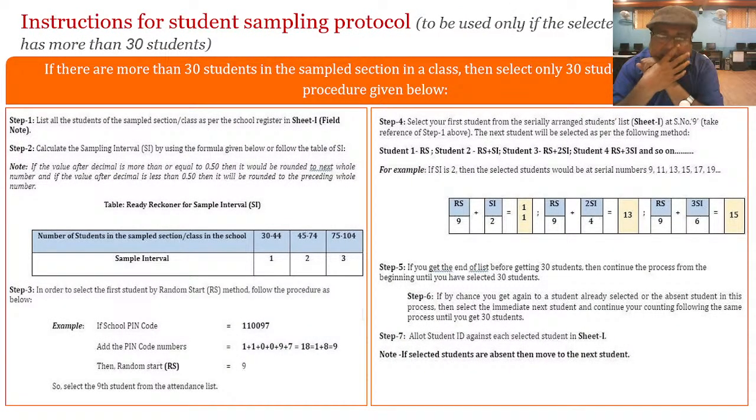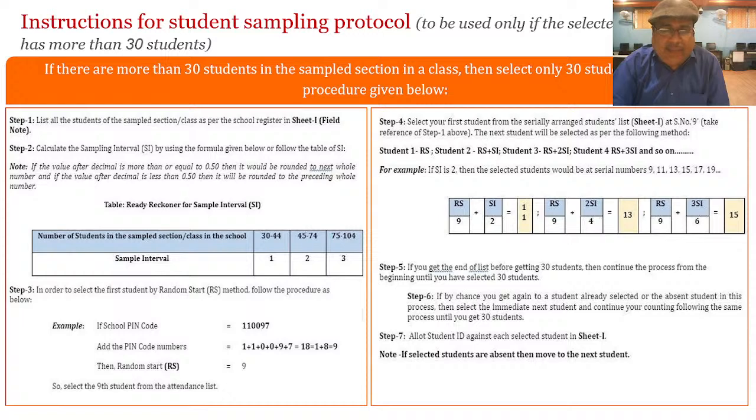Now here, if there are more than 30 students in a sample section in a class, and you have to select only 30 students, then how will you do it? Again the pin code of the school is taken into consideration, and if it is the 9th.